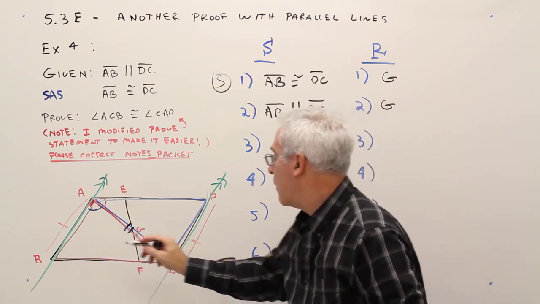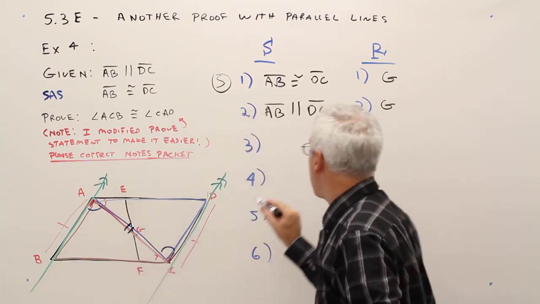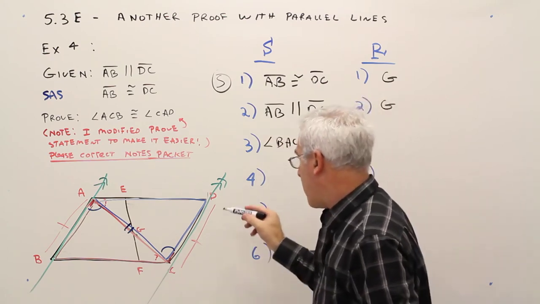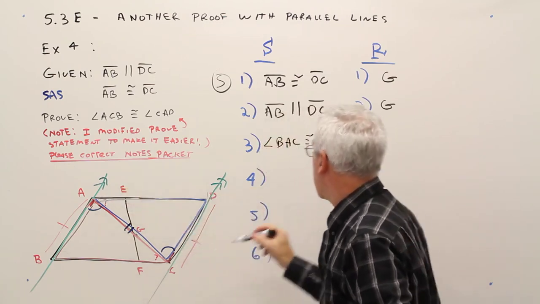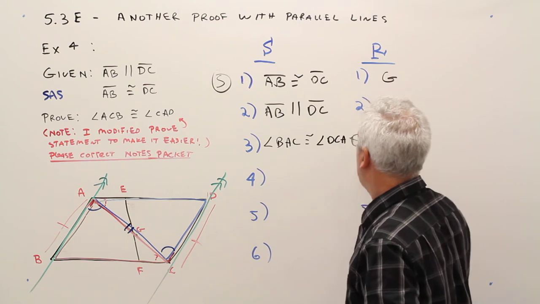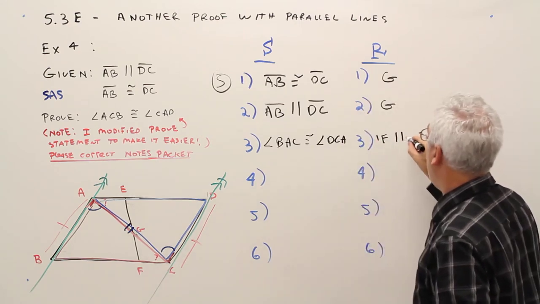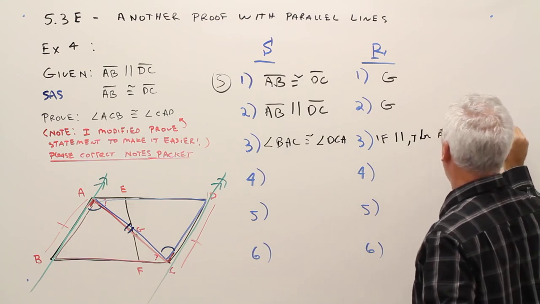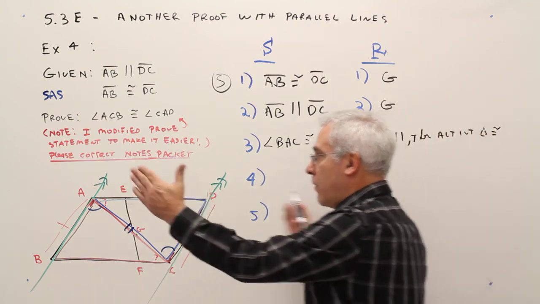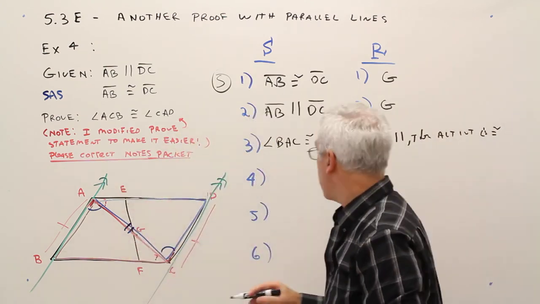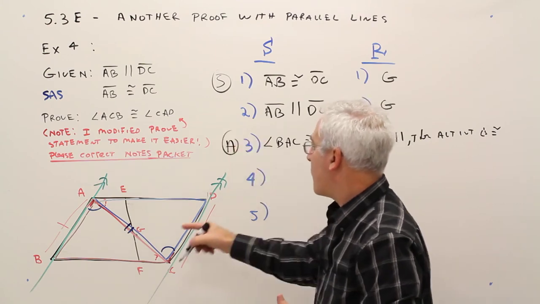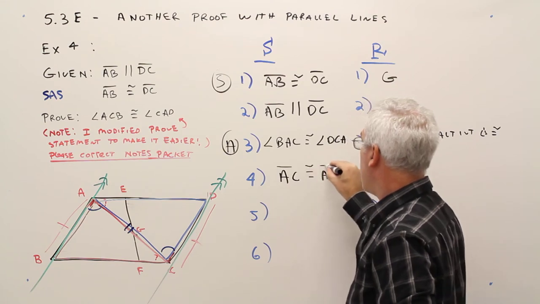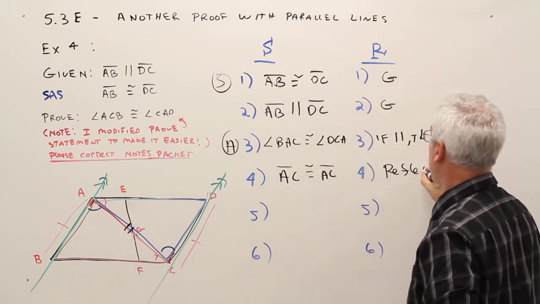I'll have to use 3 letters here. So angle BAC would be congruent to angle DCA. If parallel, then alt interior angles are congruent. Again, they're on the interior and alternating sides of the transversal. Okay, so that's my angle. Then my side was by reflexive. AC is congruent to AC by reflexive.